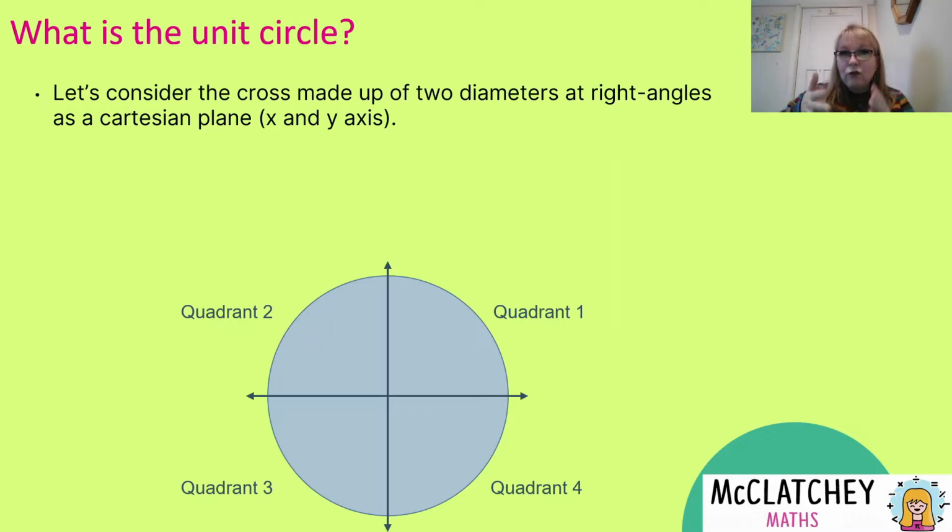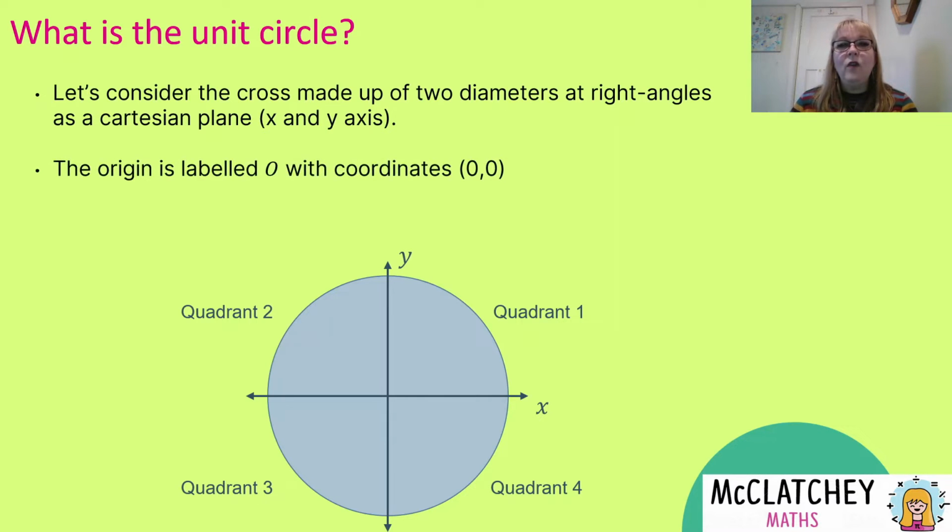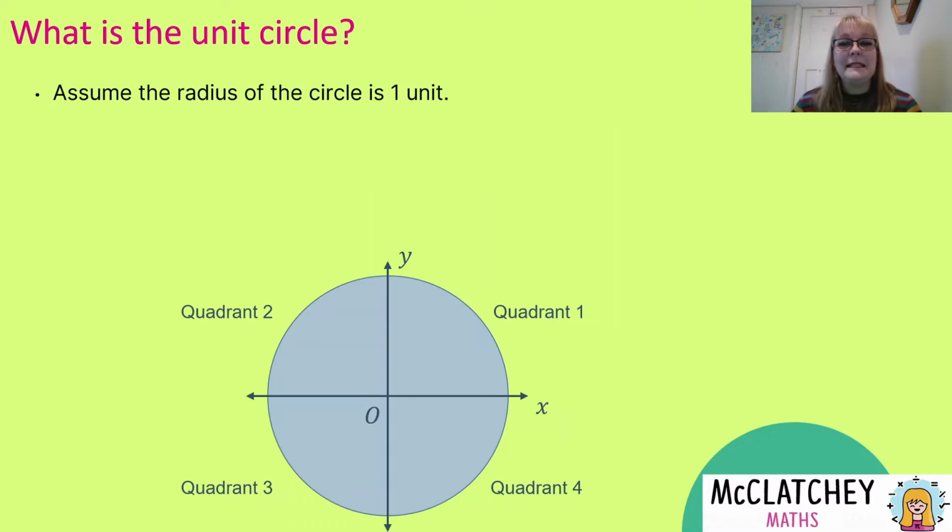We're going to take that cross in the middle of our circle and imagine that it forms the x and y axis of the Cartesian plane. This is going to become even more important in our future videos. So we're going to call that x and y. Now we've got our origin, with the coordinates 0, 0, right in the middle where the x-axis and the y-axis meet. Now we're going to assume that our circle has a radius of 1. That's why we call it the unit circle, 1 unit. So we've put 1 as our value for our radius.